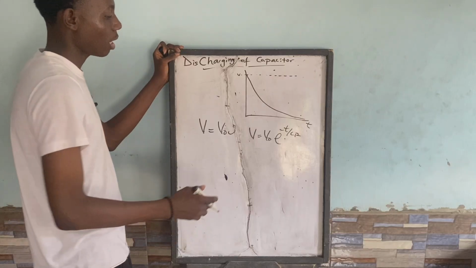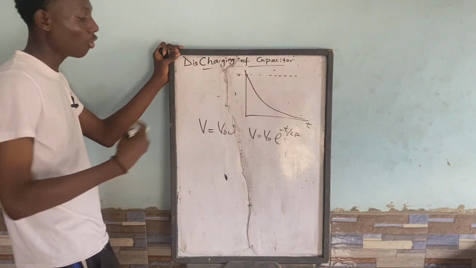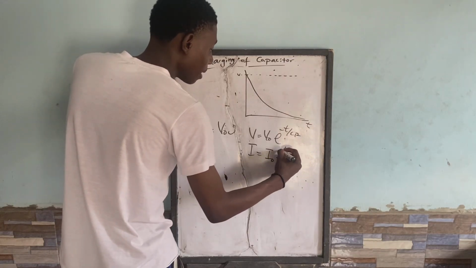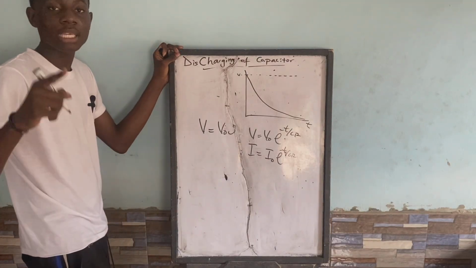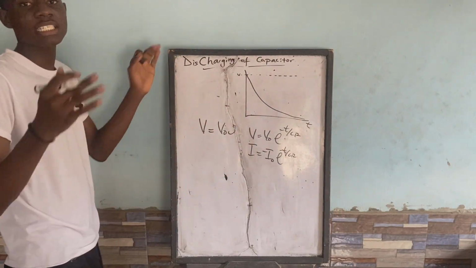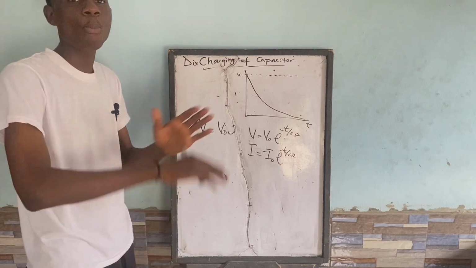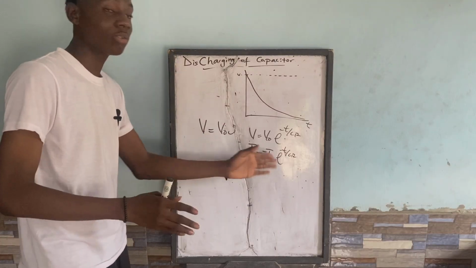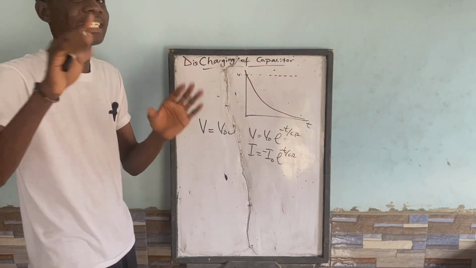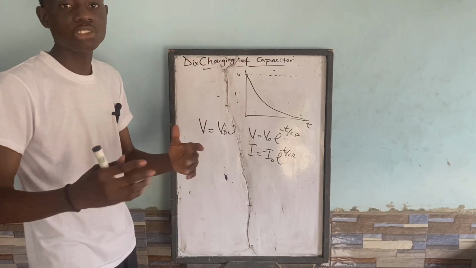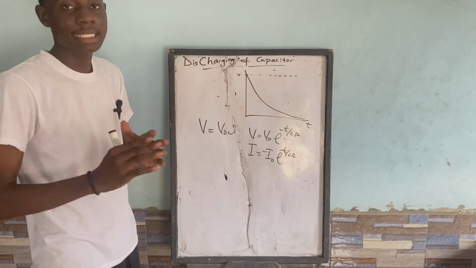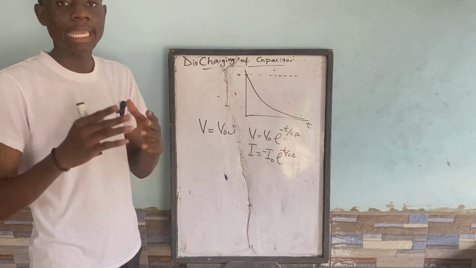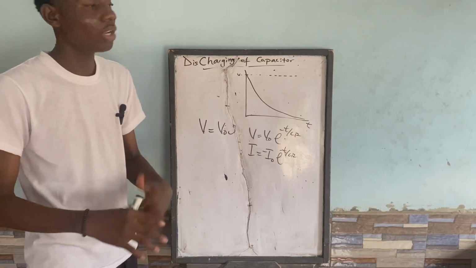Now for your current, I equals I naught exponential minus T over CR for discharging, but take note, it is in the opposite direction, because when you are discharging your capacitor, the current moves in the opposite direction. Except for the direction, the current has the same formula. Your charge is also Q naught exponential minus T over CR. Those are the basic formulas for charging and discharging of a capacitor in the simplest terms. So let us take some questions.